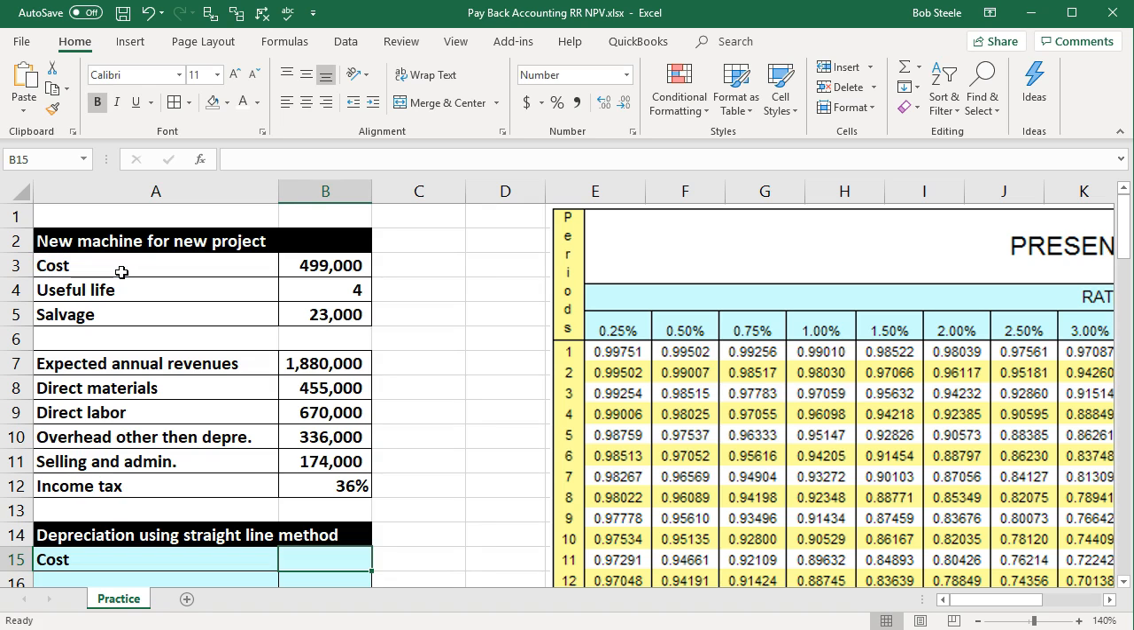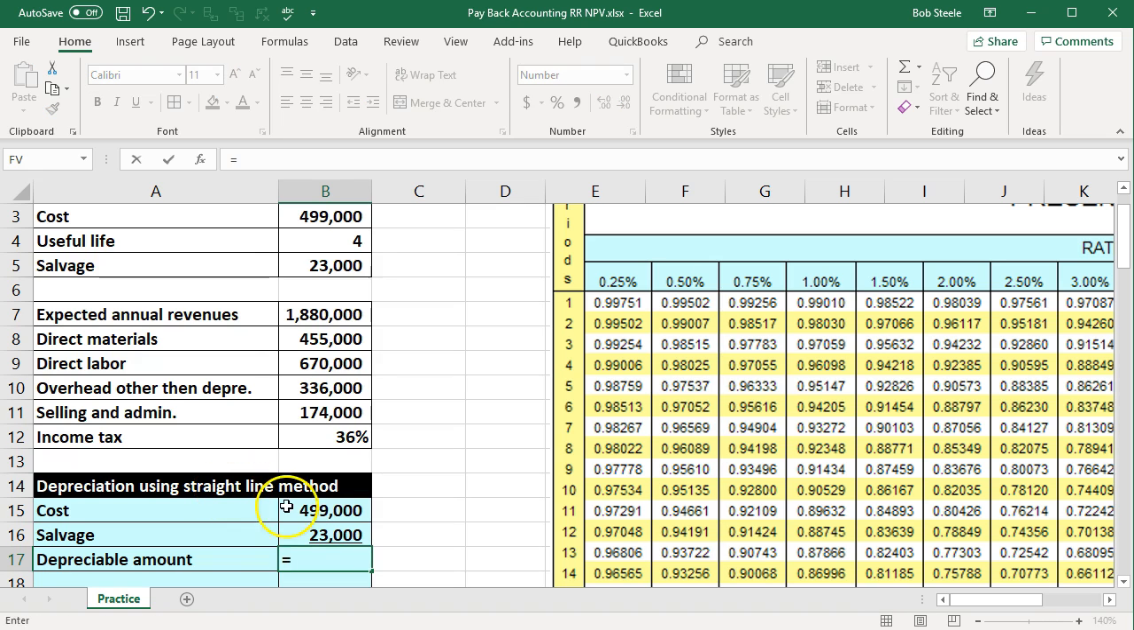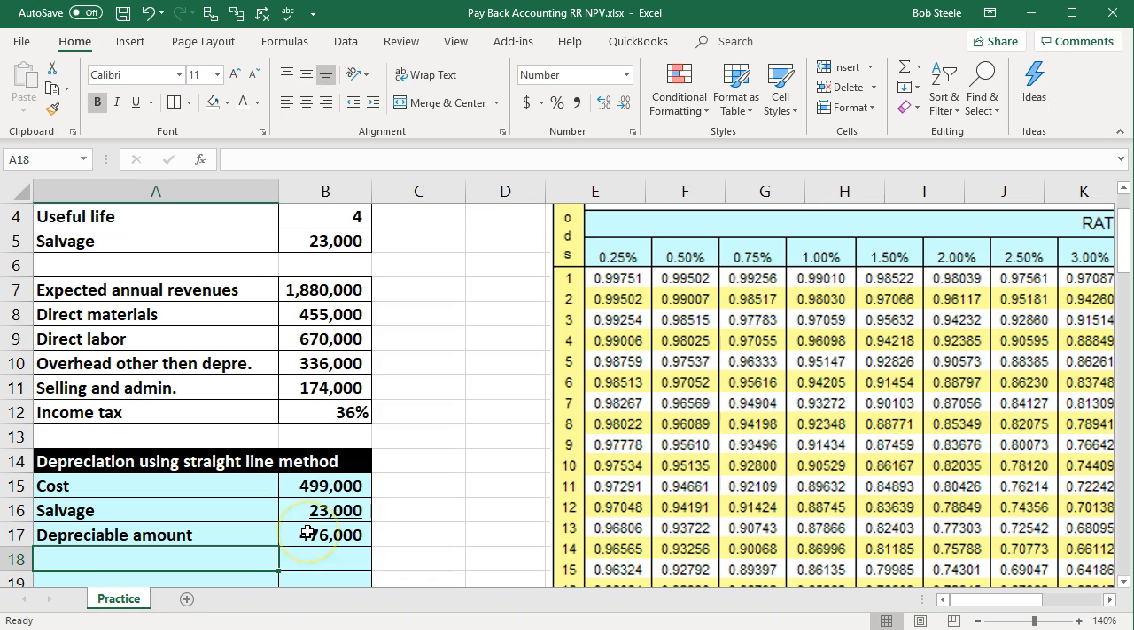We're going to say here's the cost. It's going to be equal to the $499,000. Then we'll take the salvage value, which is equal to $23,000. We're going to subtract those two, and that's going to be the amount to be depreciated. I'm going to call it the depreciable amount. This is the $499,000 minus the $23,000.